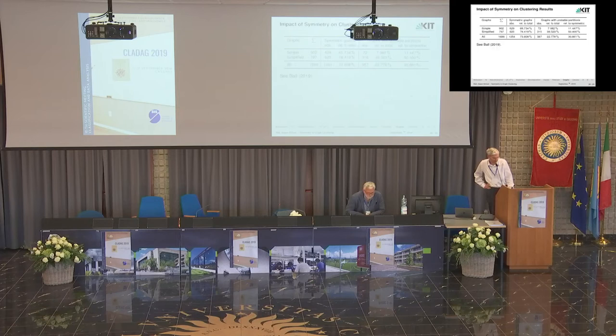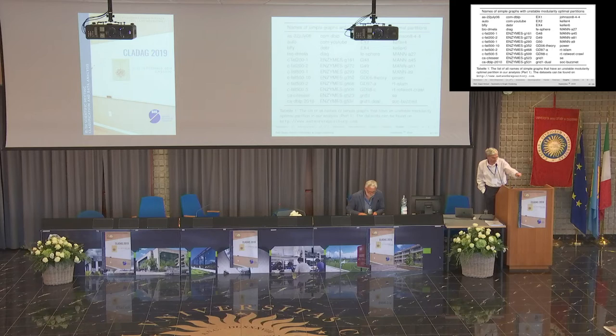And the second part is, does the symmetry present in the graphs affect the optimal solution of modularity clustering? And the point is, if you have symmetric graphs, then lots of graphs are affected. That simply means the impact of symmetry on the clustering results is there. And for these graphs from the first part of the analysis, these are simple graphs which are unstable under modularity optimal partitions. That simply means we have a multiple set of optimal partitions. And second, that it makes a difference which partitions you look at. Thanks for your attention.